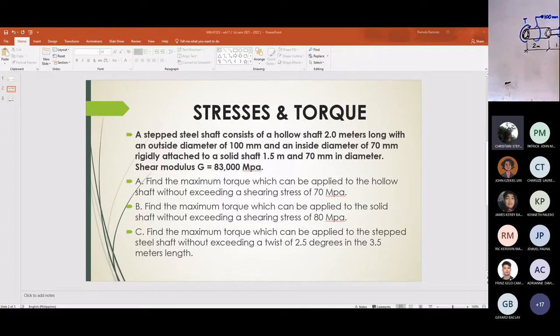Okay. So kapag ka may torque, ibig sabihin ang movement rotating. So kapag ka merong rotating, ibig sabihin may certain degree of revolvement. Okay, so may revolving, meron siyang twist, meron siyang certain degree of twisting, and then meron siyang torque. So the first question is, we have to determine the maximum torque with a given shearing stress at maximum shearing stress of 70 megapascal.